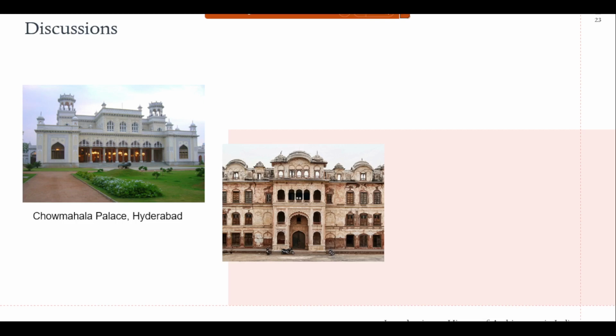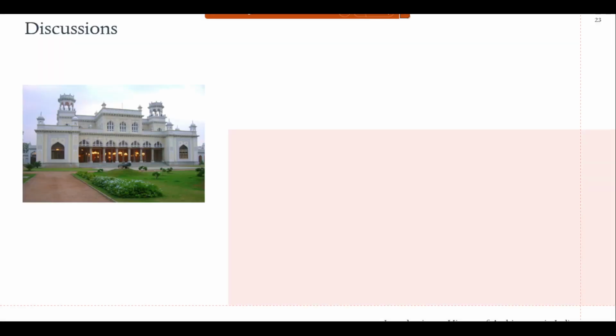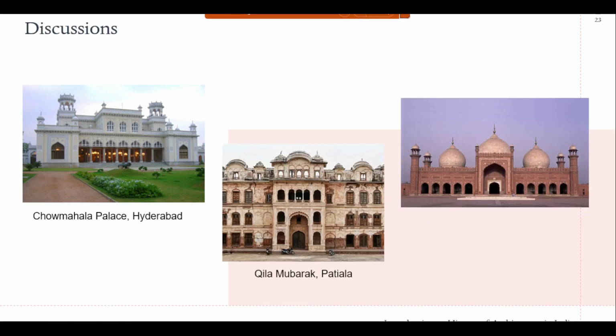Barai Mamba, I'm not sure. Bada Imam Bara, no. We have the other two options remaining. Those are the Kila Mubarak of Patiala and the Badshahi Mosque, Lahore. So this is the structure at Patiala. This is Kila Mubarak, Patiala, and this is the Badshahi Mosque in Lahore.